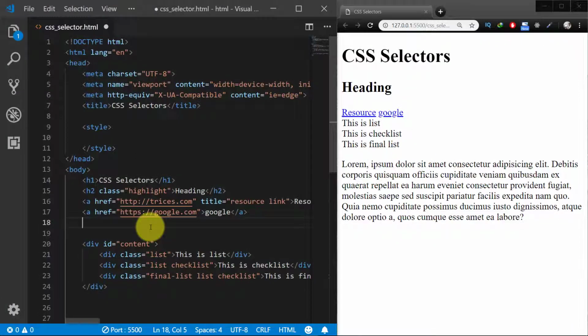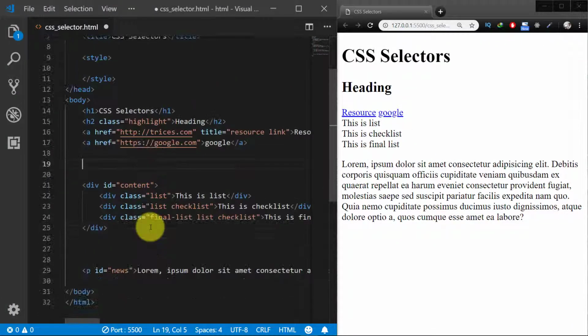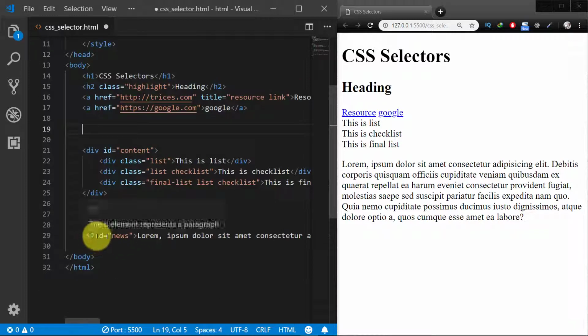Assalamu alaikum. In this lecture, we will learn about CSS Combinator Selectors.